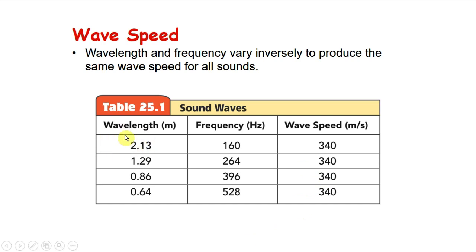If I take this number, for example, a wavelength of 2.13 meters, its frequency is 160 hertz. If you multiply the wavelength by the frequency, you will get 340 meters per second. That's the speed. Now, if you look at this table, the wavelength is going down, becoming smaller, and the frequency is becoming bigger. But in every case, if you multiply the wavelength times the frequency, you will get the same wave speed. So if the wavelength becomes smaller, the frequency becomes bigger, and vice versa.